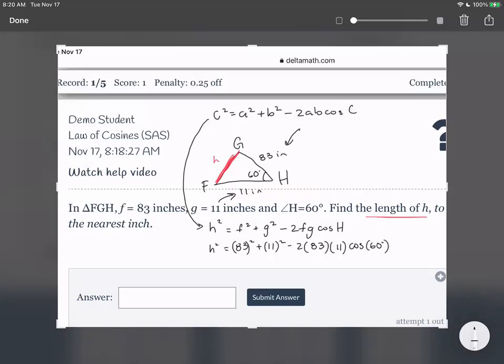And then this is h squared, so to get h by itself we just square root everything, and the square root and the squared will get rid of each other. We will get h is equal to the square root of 83 squared plus 11 squared minus 2, 83, 11, cosine 60 degrees. And that is what we're going to type into the calculator.